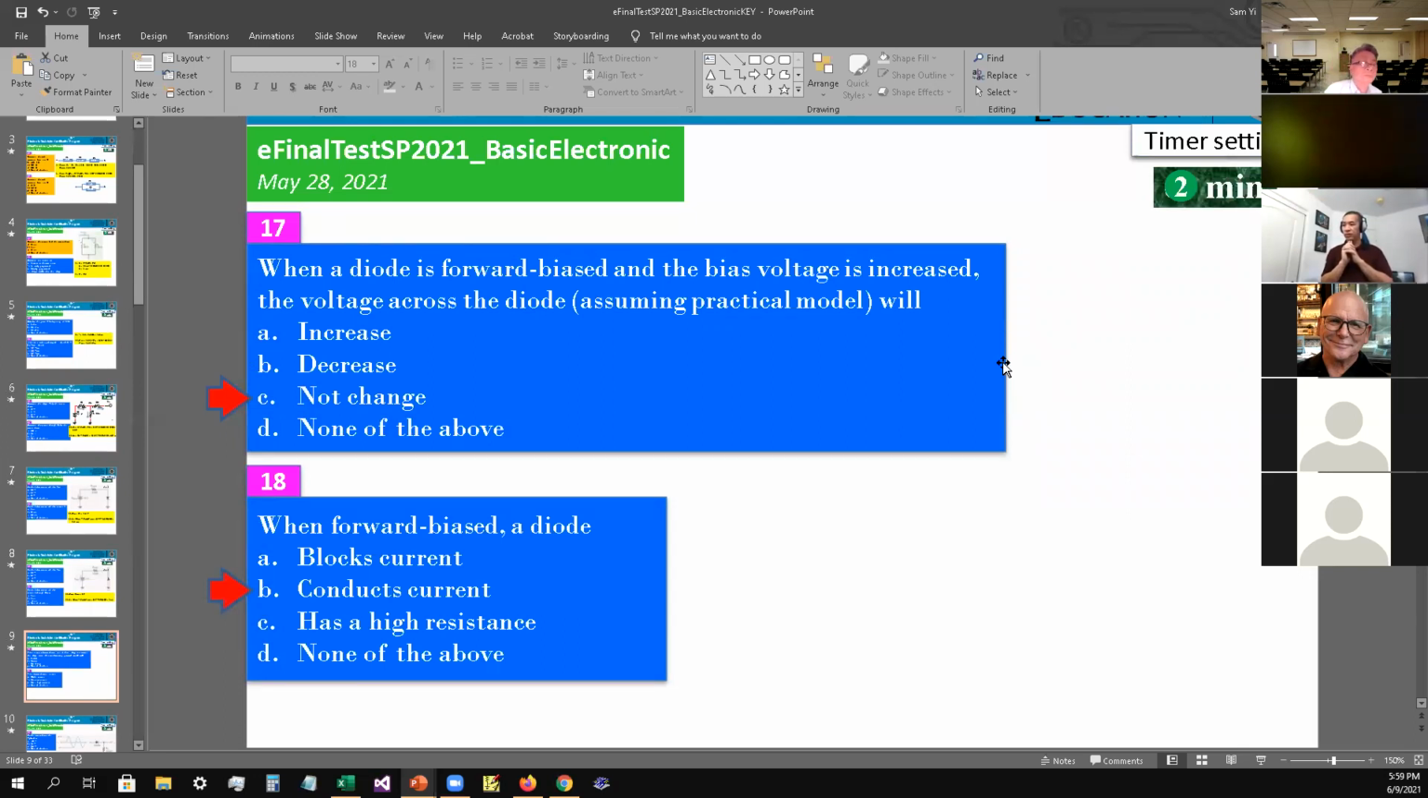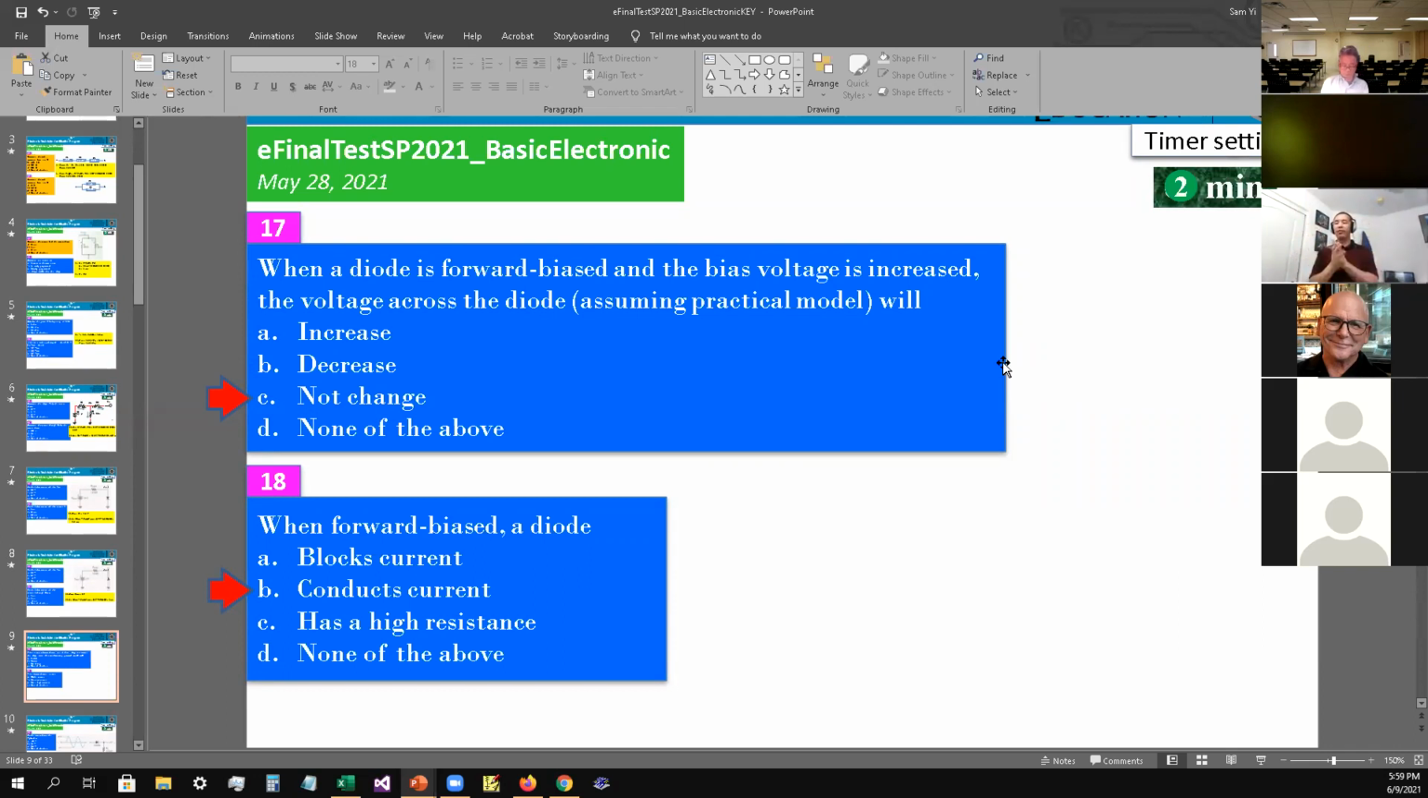Conducting current, okay. For 17, no, current is different. When you're talking about the voltage to bias to make sure the transistor works, the base has to be more positive than the emitter. So remember, it's just 0.7.